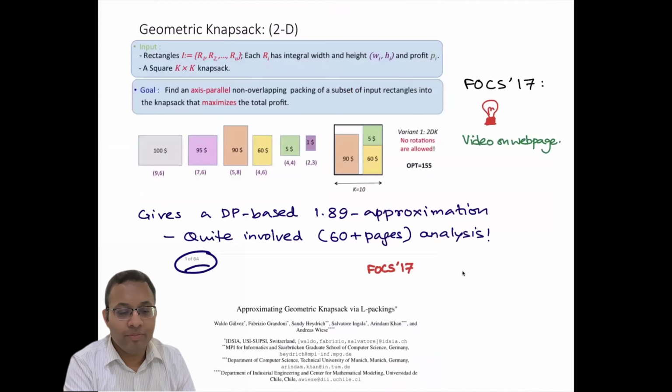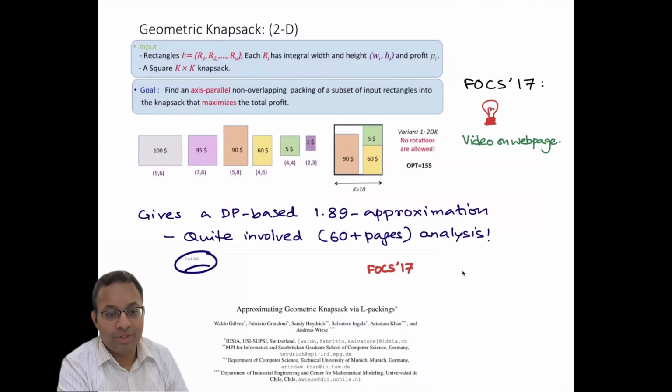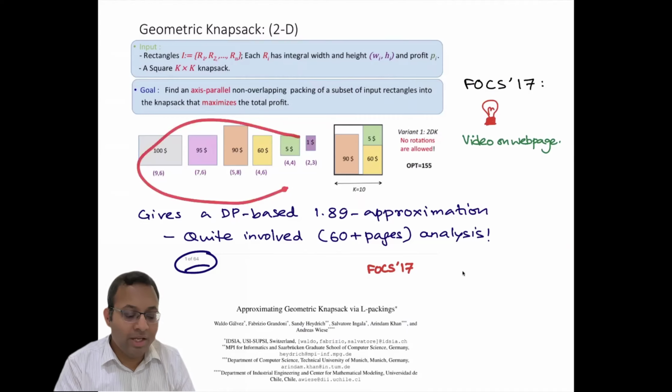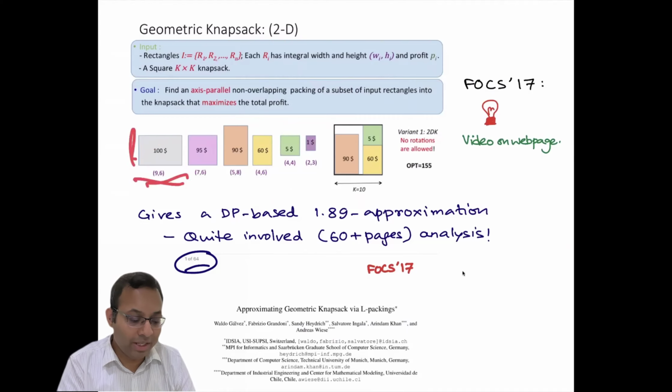So in this problem, the items are, instead of one-dimensional items, two-dimensional items. So they are rectangles, like these rectangles. And each rectangle has some integral height and integral width. Like 9 is the width here, 6 is the height, and the profit is $100. Similarly here, 7 is the width, 6 is the height, and 95 is the profit. Also, you're given a square knapsack, which is k cross k. Instead of a one-dimensional knapsack, now you have a two-dimensional knapsack.